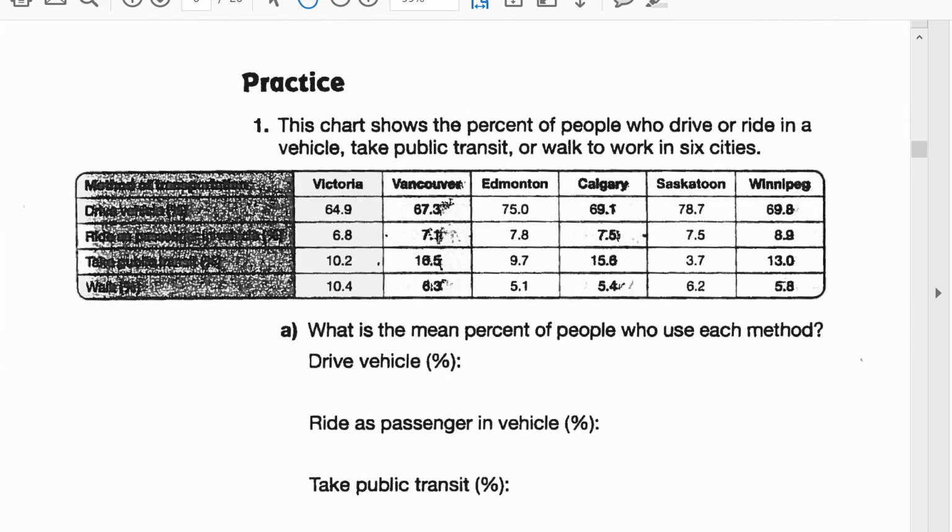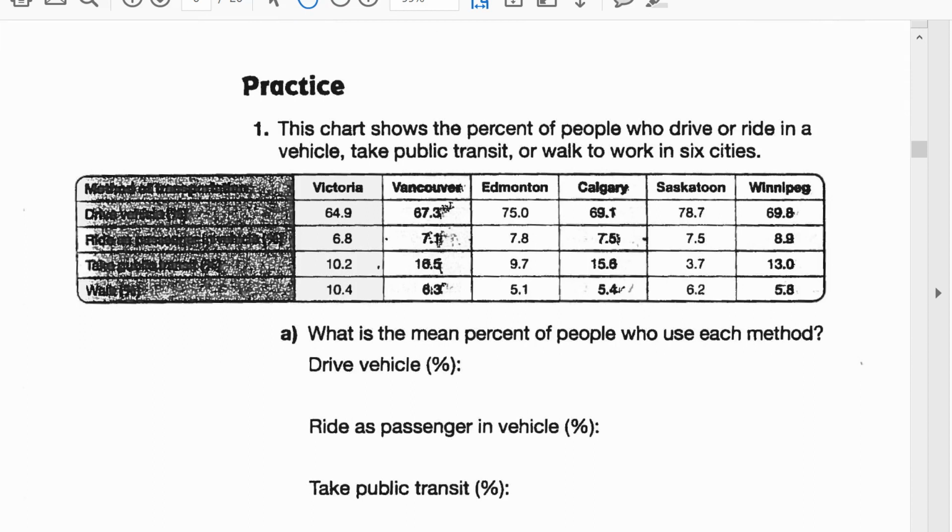Okay, let's do some practices then. All right, how many pages of practice do we have today? We have 2 pages. Okay.